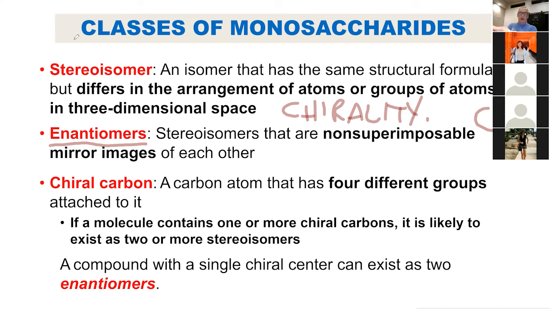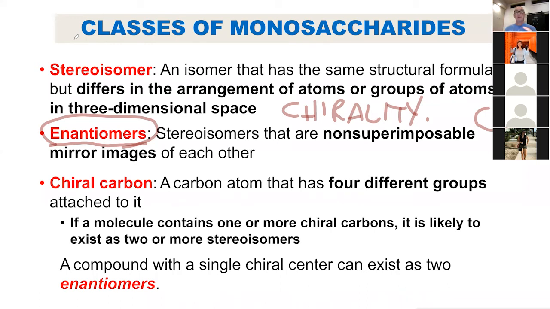You can't put one on top of the other. They just don't fit. You can put them back to back, but you can't put them back to front on each other. They're non-superimposable. So we call those enantiomers. That's going to become super, super important. And as I mentioned, chiral carbons have 4 different groups attached to them. So if a molecule has more than 1 chiral carbon, it usually will exist as 2 or even more stereoisomers.